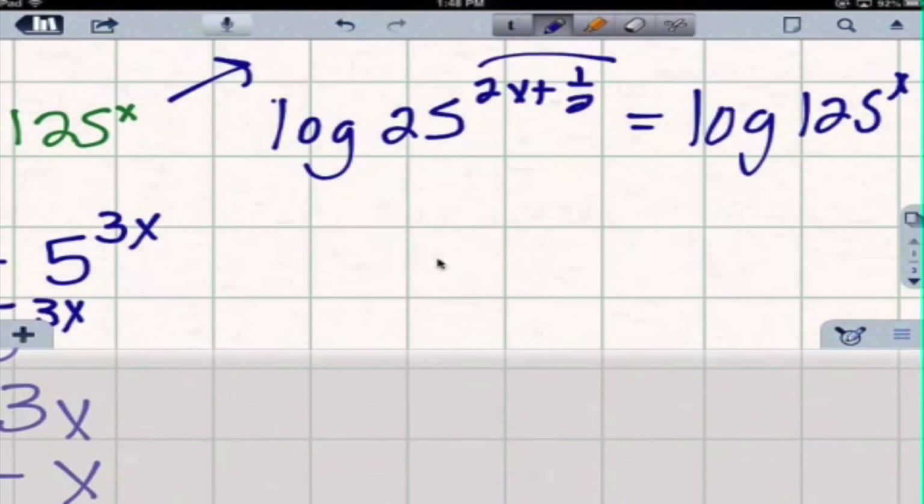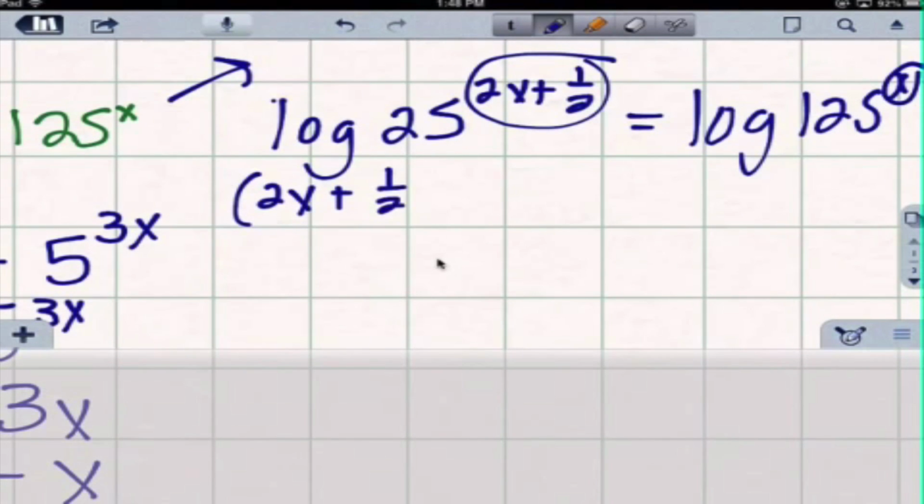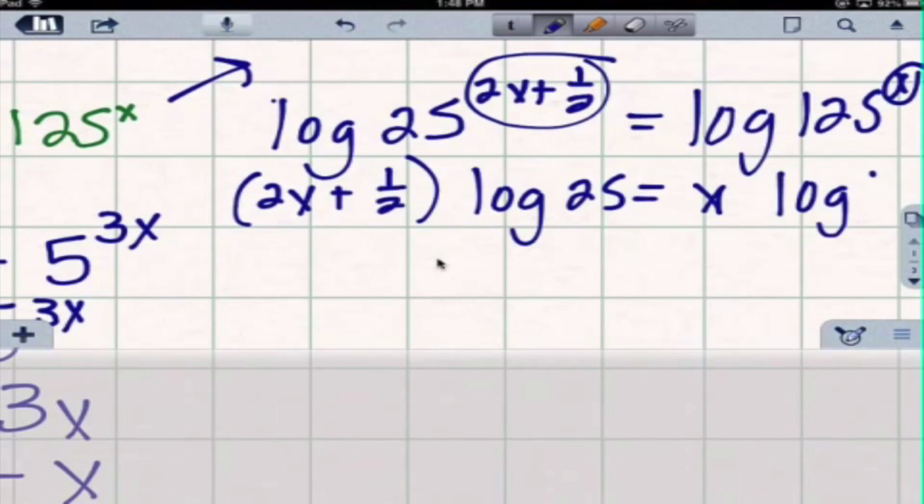Now, I know exponents can go out in front, so I have 2x plus 1/2 times log of 25 equals x times log of 125. And at this point, I could just do log of 25 in my calculator, do log of 125, multiply log 25, distribute that to the 2x and the 1/2, make log of 125 the coefficient of x, and then I could just make that a simple algebraic equation where I'm trying to solve for x. So either way we could go ahead and do it, does not matter.